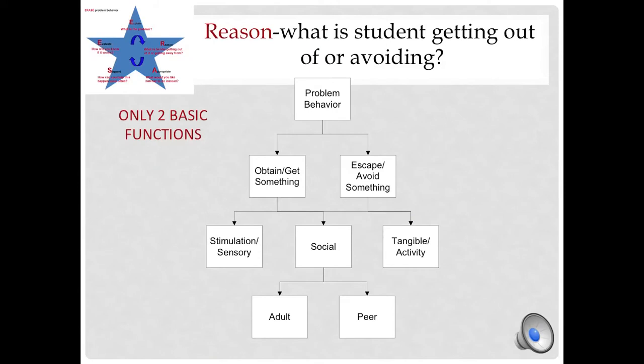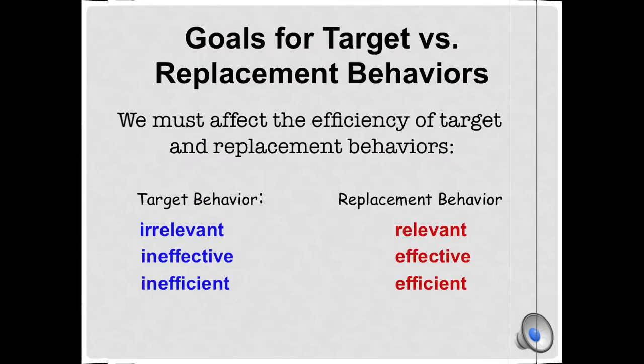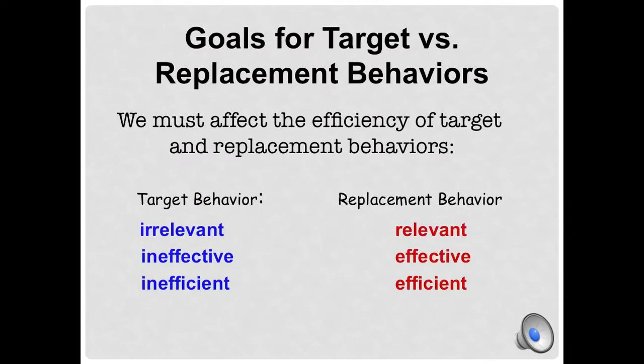All behavior has a reason. What is it that the student is getting out of or avoiding? We either have positive reinforcement or negative reinforcement. Positive reinforcement is to obtain or get something, or obtain and get attention. Negative reinforcement is to escape or avoid something, either an activity or an aversive social interaction.